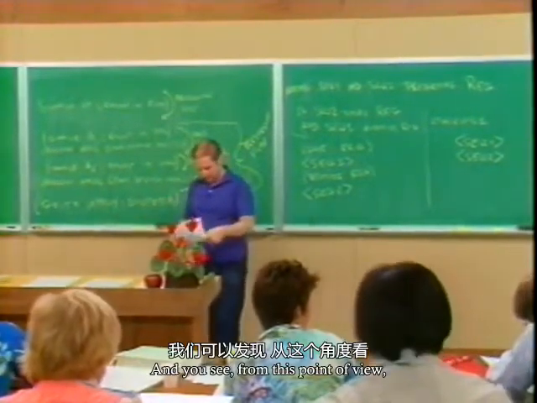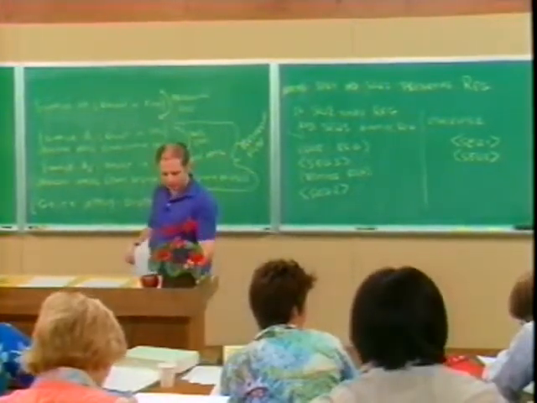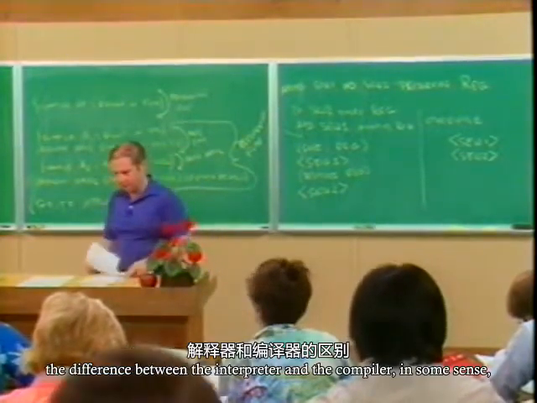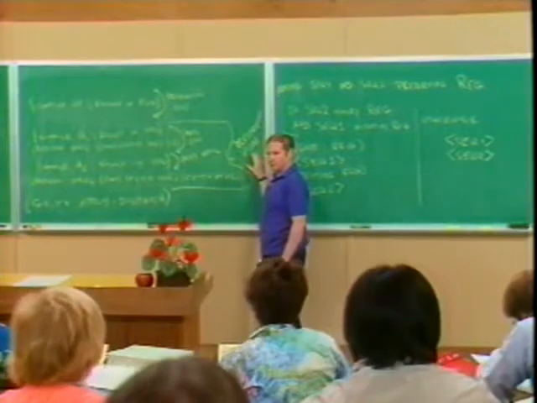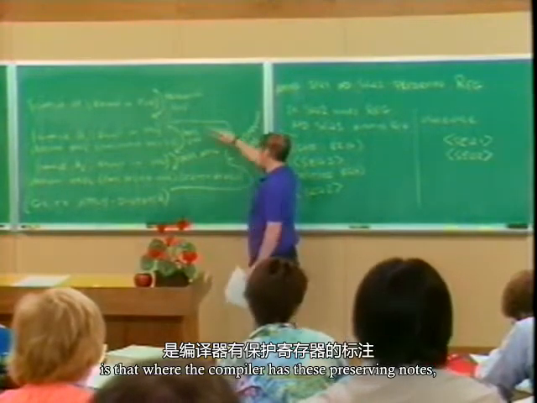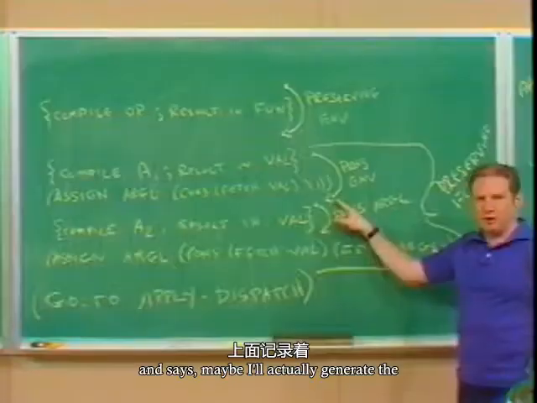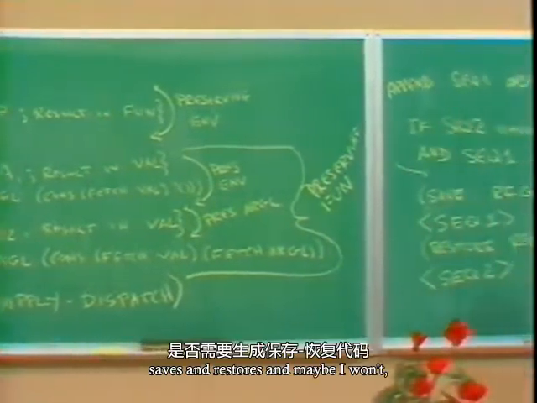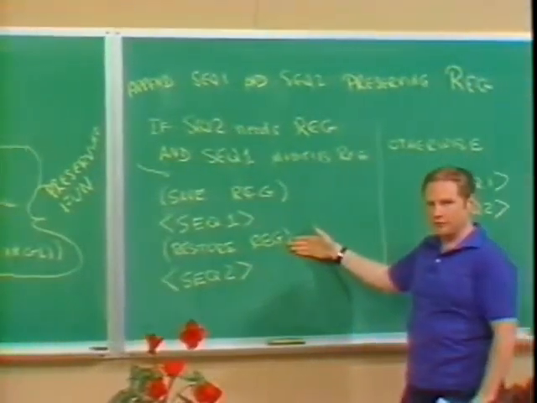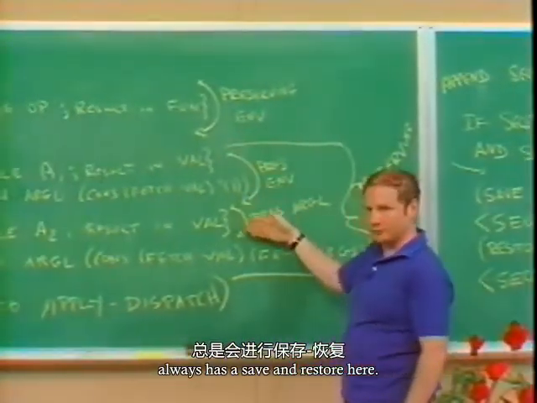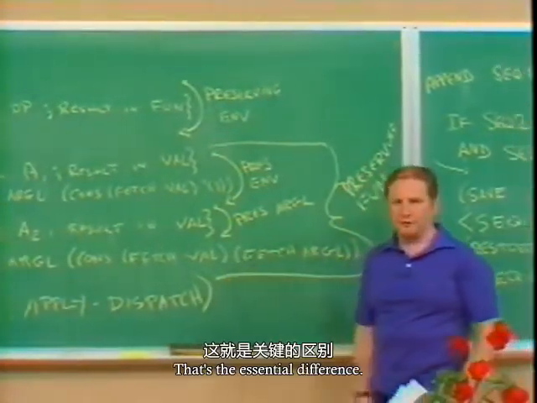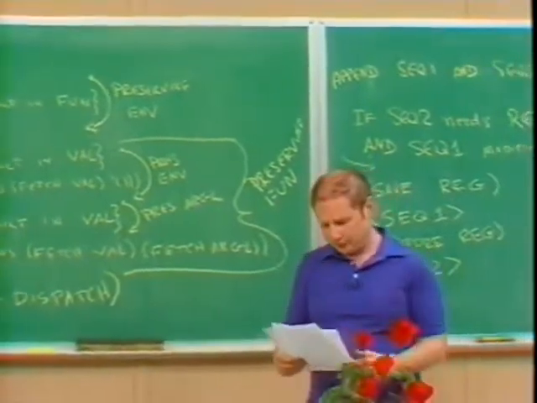And you see, from this point of view, the difference between the interpreter and the compiler, in some sense, is that where the compiler has these preserving nodes and says, maybe I'll actually generate the saves and restores and maybe I won't, the interpreter, being maximally pessimistic, always has a save and restore here. That's the essential difference.